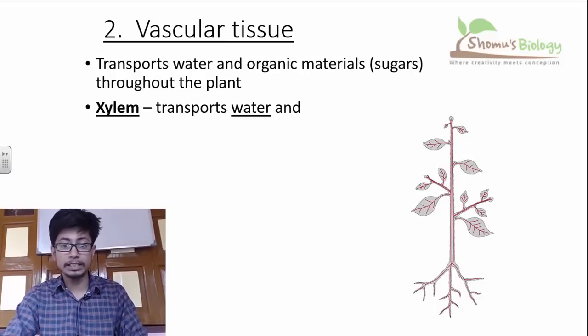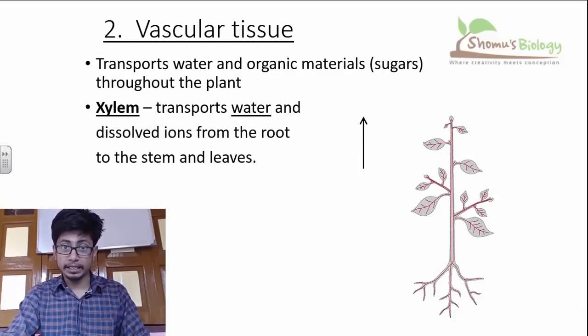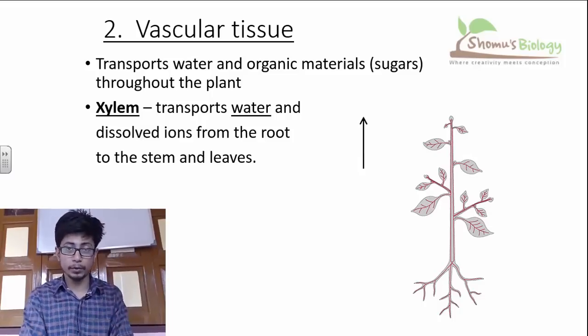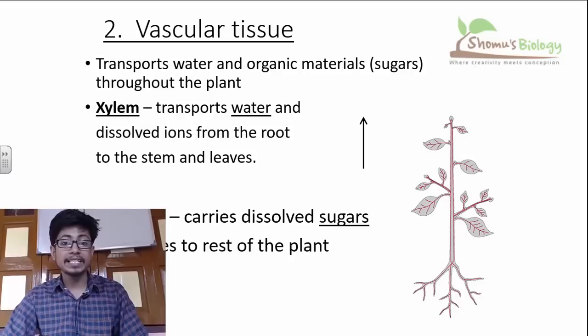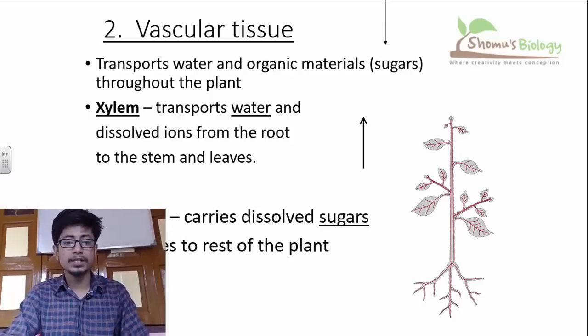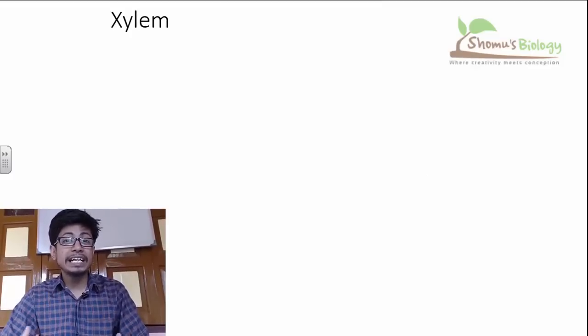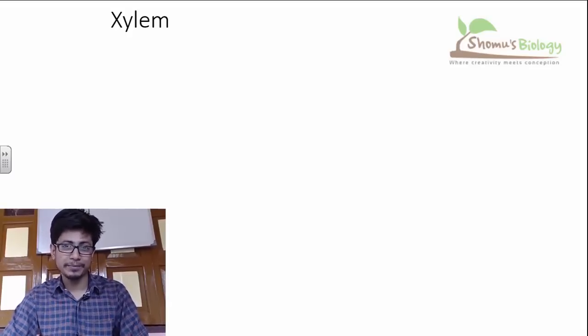Xylem transports water, minerals and dissolved ions from the root to the stem and the leaves. So it takes something from the soil up, from the root towards the leaves. While phloem carries dissolved sugar in the water from the leaves to the rest of the plant, so downwards. Now let's talk a little bit more about xylem and phloem, because they are very well constructed tissues and they're worth talking about separately.